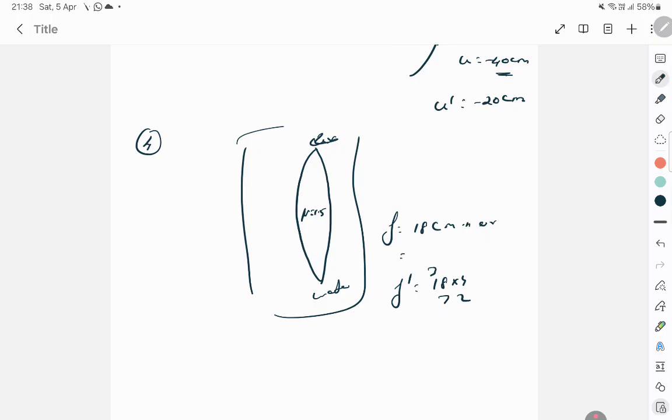That will be the new focal length when it is immersed in water. The question is, what will be the change in the focal length? So then you have to just subtract it.